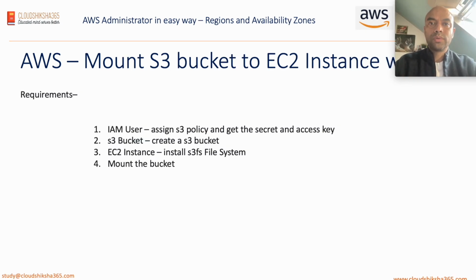In order to mount an S3 bucket to our EC2 instance using S3FS, we will be following these four steps broadly. The first one is the IAM user. We will assign a policy to our IAM user. Then we will create the S3 bucket. Then we will install the S3FS file system on the EC2 instance. And then we will mount our bucket to the EC2 instance. And then we'll try to see some download and upload of files.